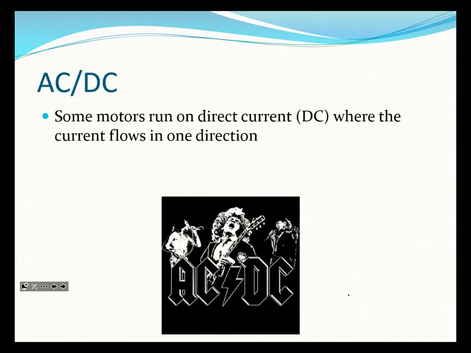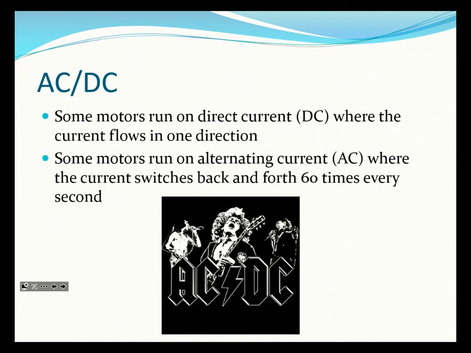So some motors run on direct current, where the current flows in one direction, and some motors run on alternating current AC, where the current switches back and forth 60 times a second. So here's a video that shows what happened with AC and DC.